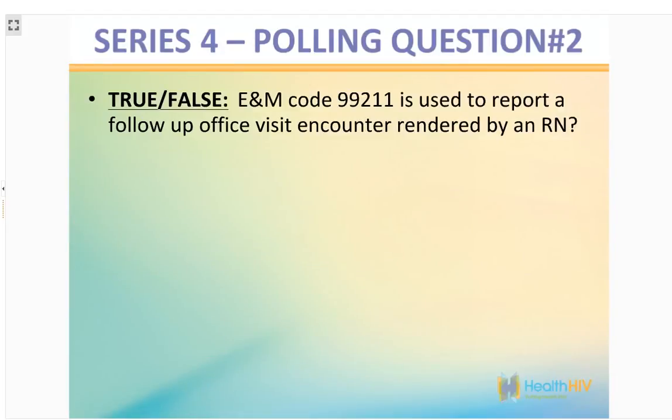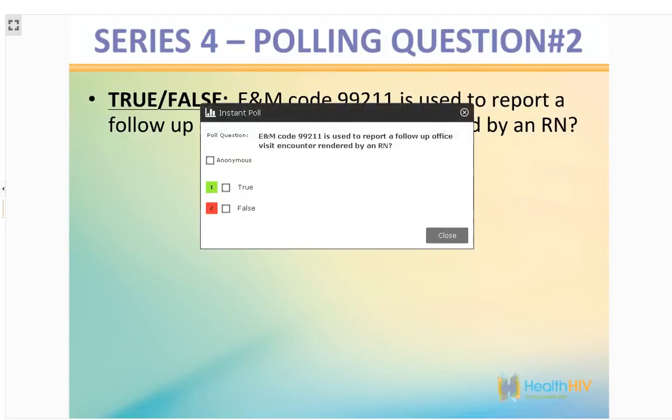So let's recap really quickly. This is a true-false. E&M code 99211 is used to report a follow-up office visit encounter rendered by an RN. The question is asking if this code is appropriate for a nurse visit. Please cast your vote.